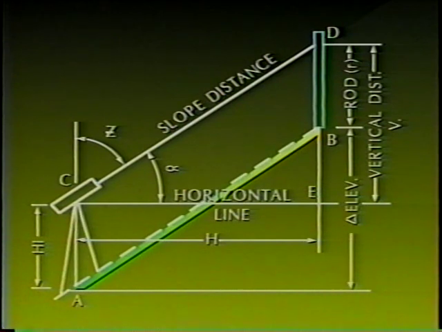A total station is referenced to a point of known elevation, a benchmark, such as point A in the illustration. Or it can be set up over a point with a previously determined elevation. The total station is then sighted on a rod and prism at a remote point, such as point B. To calculate the elevation of the sighted point, the vertical angle to the center of the prism is read from the total station and the slope distance is measured. Knowing the height of the instrument and the height of the prism, the elevation of point B can be calculated.